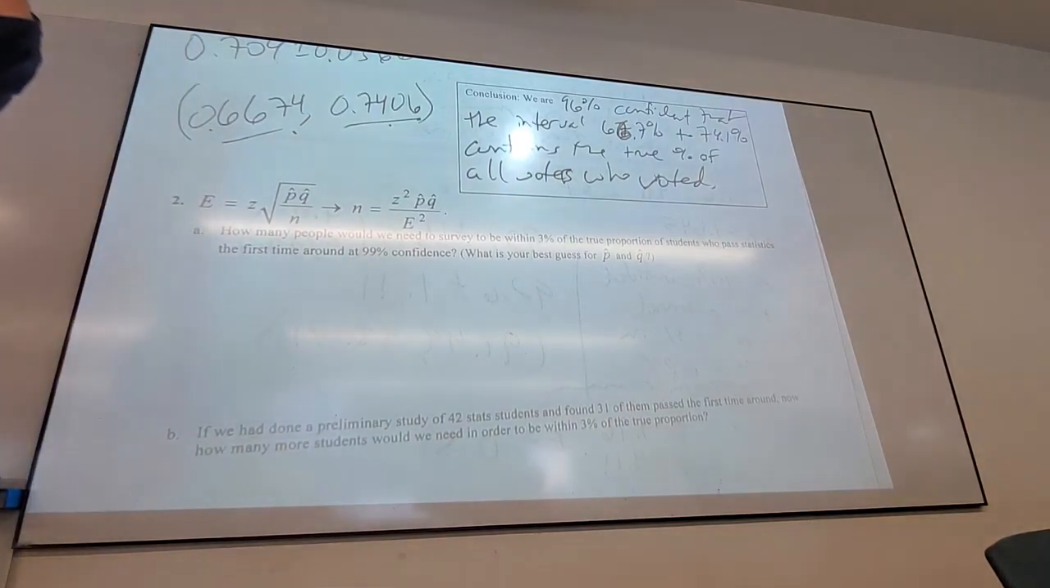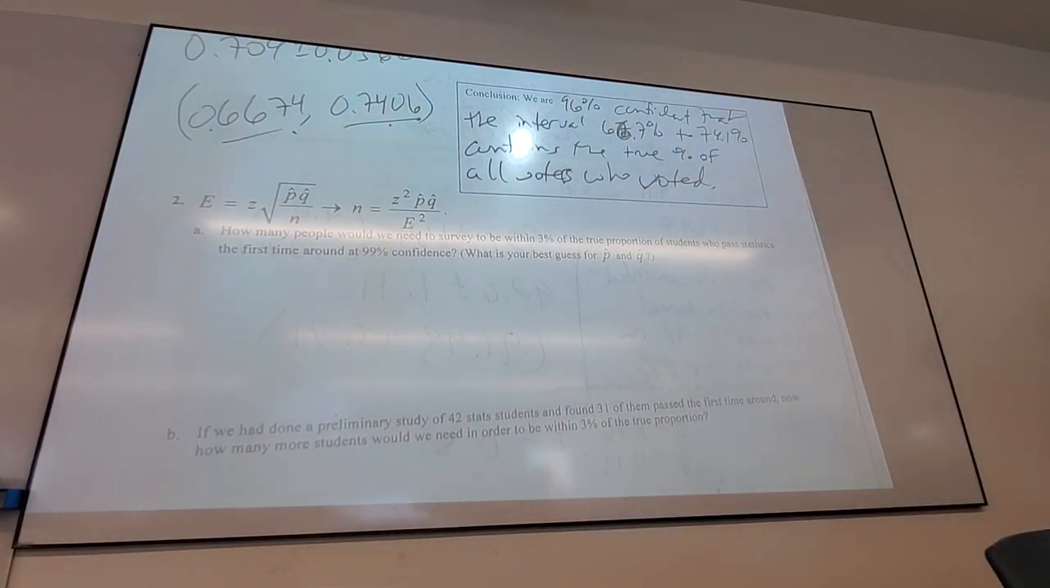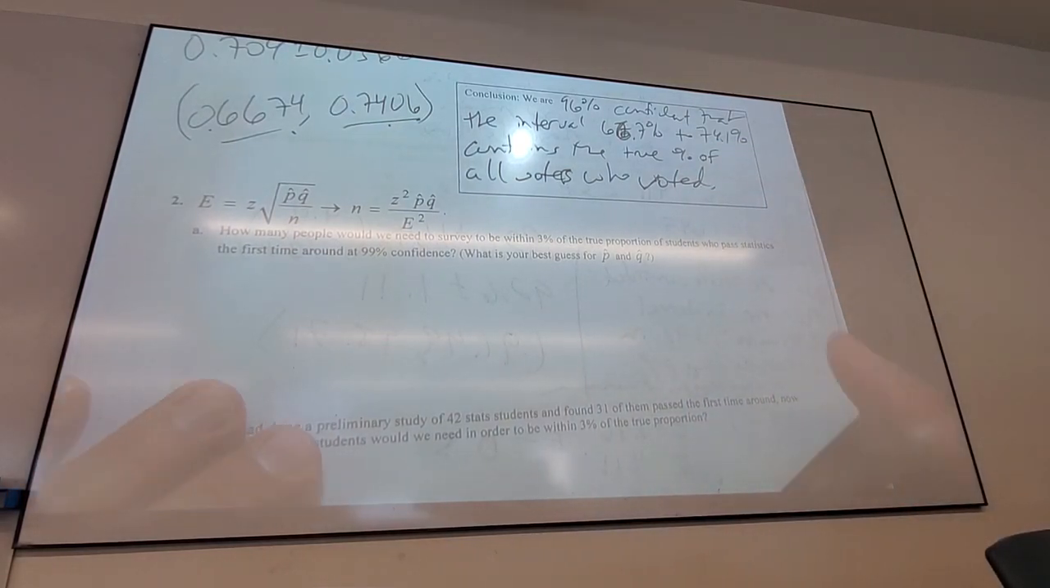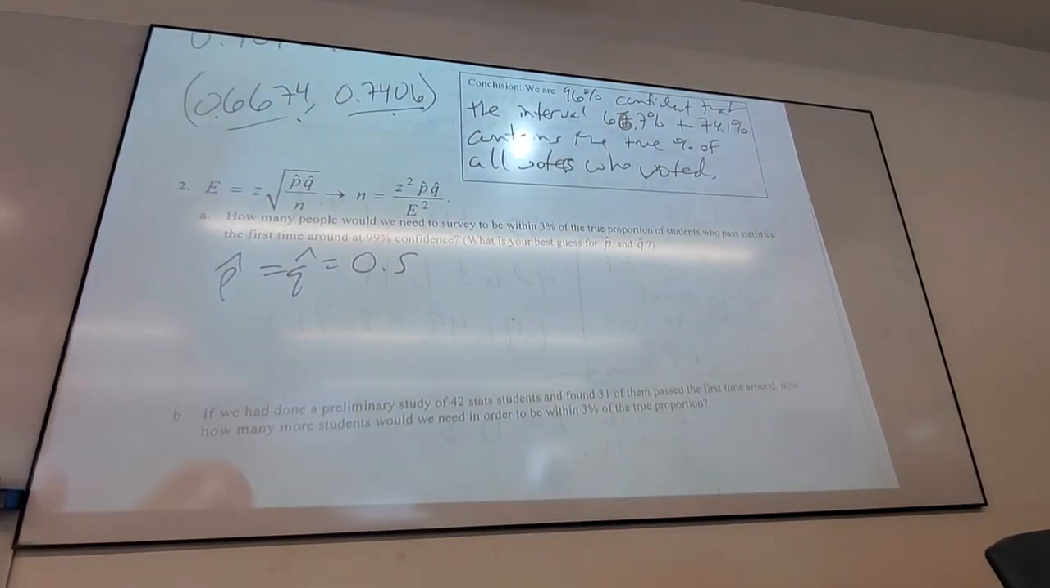So on part A of number 2, I have not taken a sample yet, correct? I don't know what P hat and Q hat are. I don't have any numbers to do anything with. So I'm going to guess 50-50, because that's our best guess, but also that makes n the biggest it should be, which makes sense. If there's something I don't know, I should be penalized for that. I should have to take a bigger sample. So in the case that I have not taken a sample yet, and I need to know what P hat and Q hat are, you guess them to both be 50%.